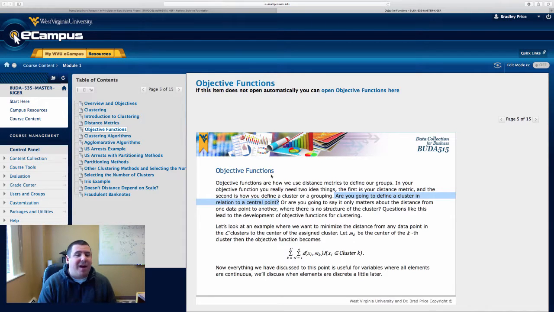But to do all this, we've got to understand some different things. So let's look at an example where we want to minimize the distance, I don't care what distance we're using, of any data point in the C clusters to the center of the assigned cluster. So what we're going to say is, okay, assign data points to our cluster. Then we're going to come in and say for every cluster, I want to minimize the distance between the data point and the center of the cluster, center of cluster K, MK. I want to minimize the distance between any data point and the center of the cluster, and this indicator just says, given that Xi is in cluster K.